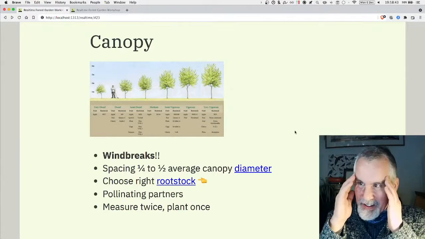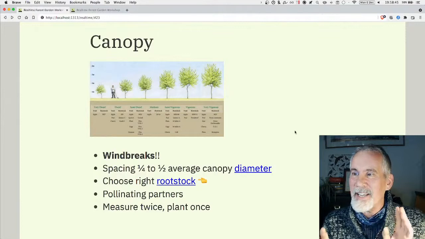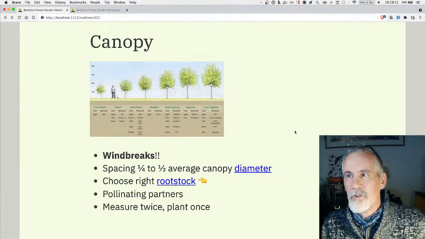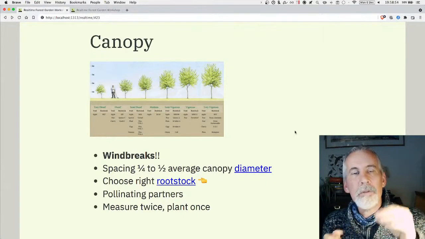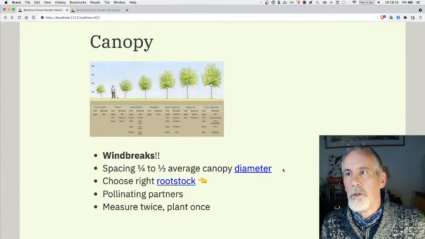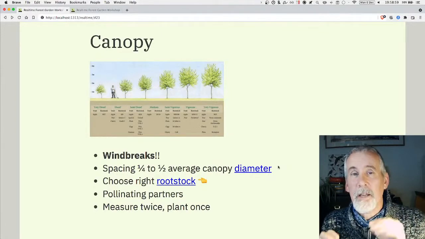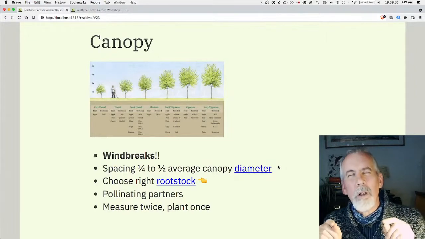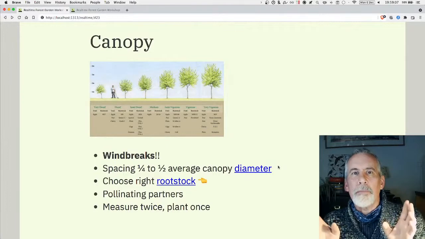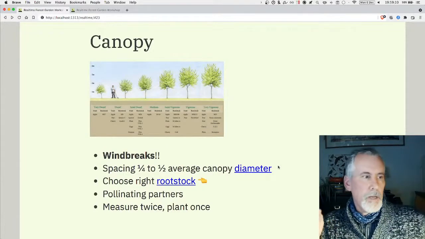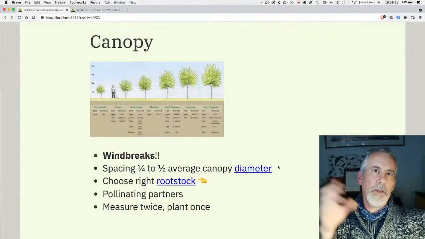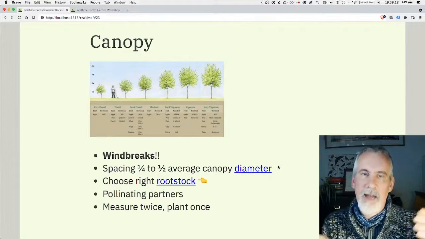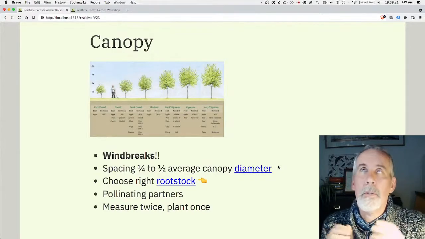And then the canopy layer. Right, so get your windbreaks in, spacing one quarter of the average canopy diameter, and choose the right rootstock. Fruit trees are grafted, they're clones, and they're grafted onto a rootstock. The rootstock you have determines the height and the vigor of the tree, so make sure you get the right rootstock. Also, most fruit trees will do much better if they have a pollinating partner. That's a tree which will pollinate another tree rather than being self-pollinating. Some trees are self-fertile, but it's much easier to make sure you've got a pollinating partner, and this applies to apples and cherries and plums and pears.